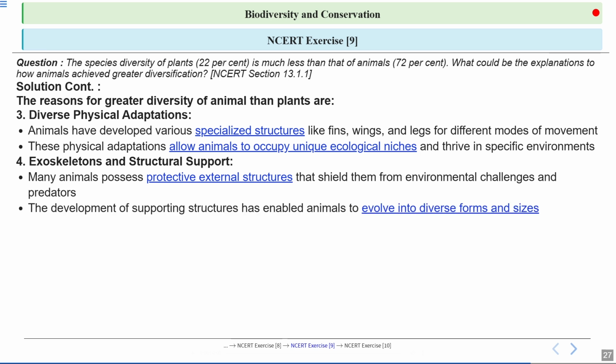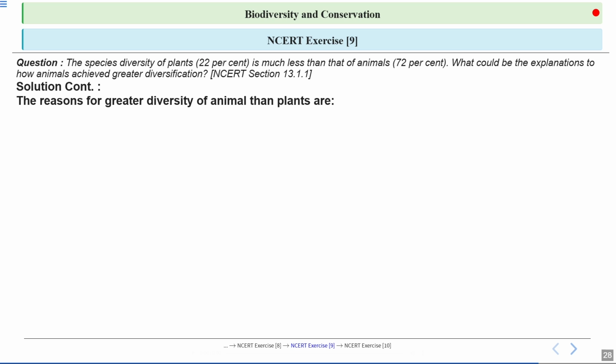Now, the development of supporting structures like bones and exoskeleton has allowed animals to grow in different shapes and sizes, helping them adapt to various environments and ways of life. These structures provide strength and support, enabling animals to move, survive, and thrive in diverse habitats, which is a key aspect of evolutionary biology. Now, next one is ecological roles.